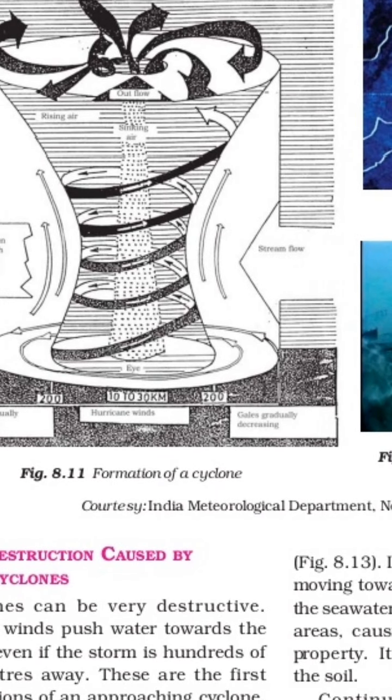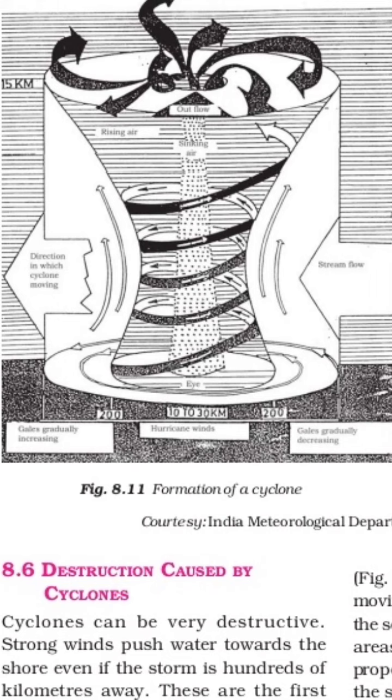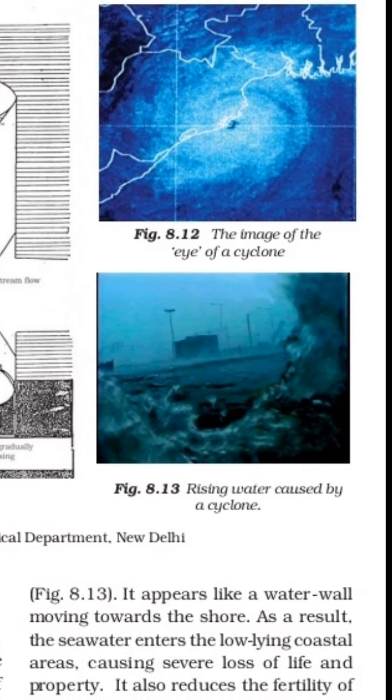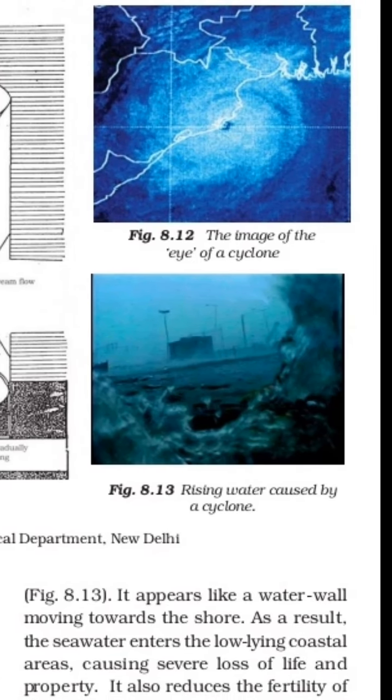Here in figure 8.11, the formation of a cyclone is shown. Figure 8.12 is the image of the eye of a cyclone. Here a black spot is mentioned in the middle. Rising water caused by a cyclone.